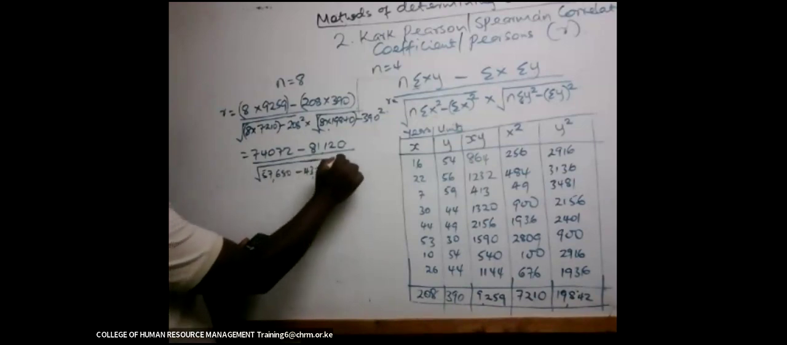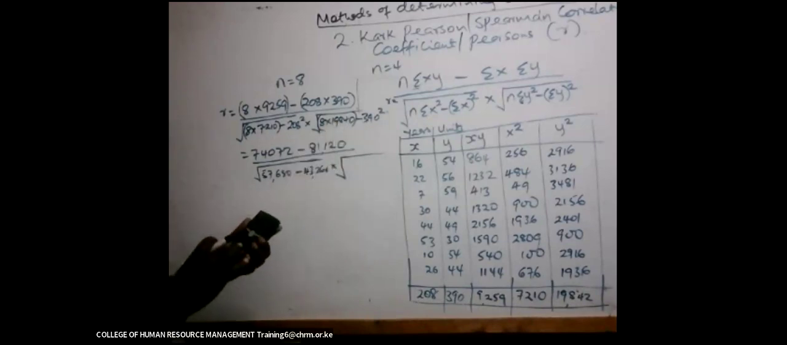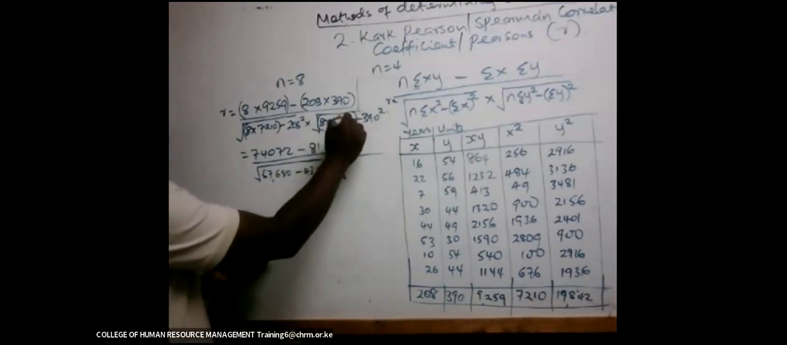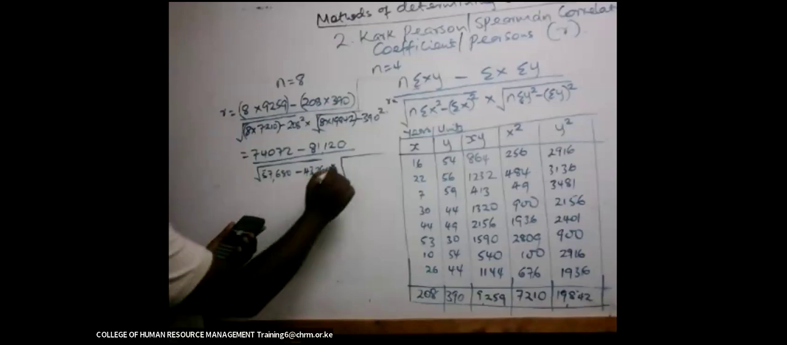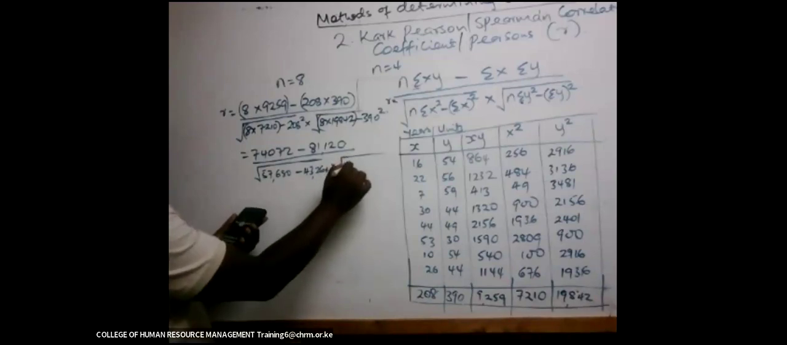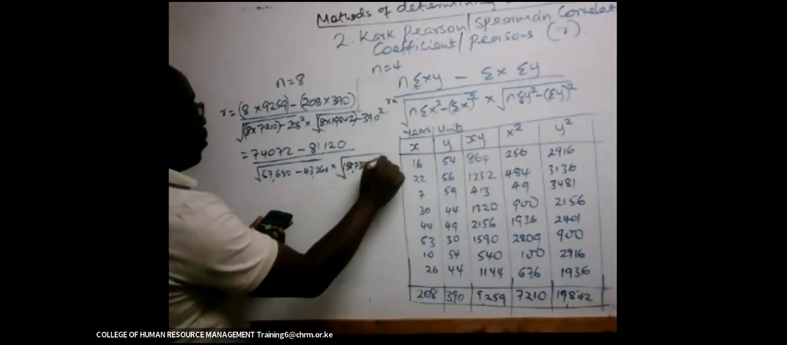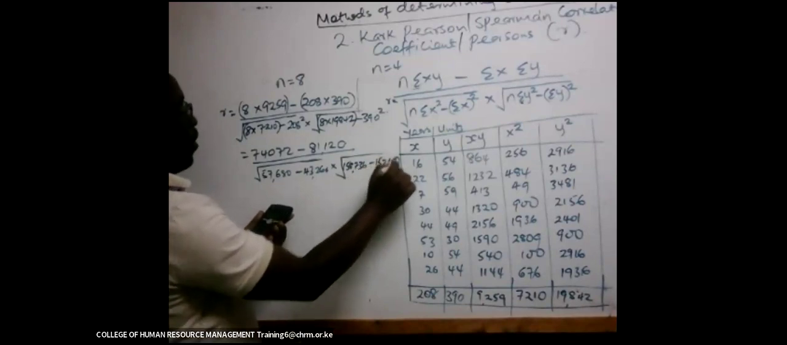This one you multiply by, take another square root. We are now on this side. 8 times 19,840, 19,842, not 840. To get it is 158,736 minus 390 squared, which is 152,100.